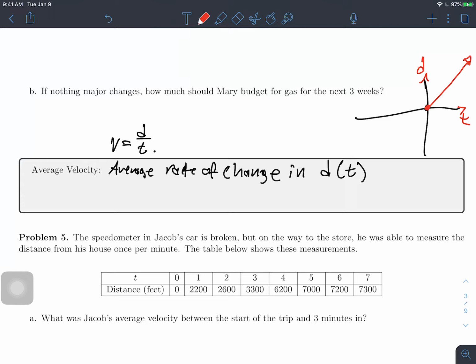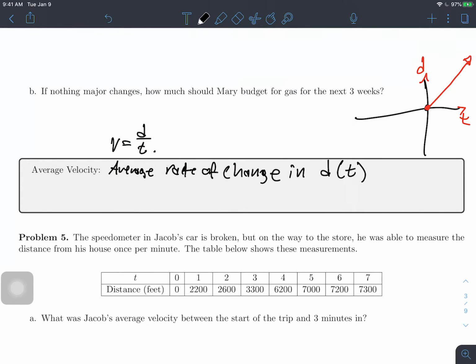Whereas usually when I'm driving a car, I might be varying speed. I'm driving in the neighborhood, and then I'm driving on the highway, and then I'm at a red light, right? So the average velocity is going to be the average rate of change of the distance function, where the distance function may not be a line, okay?